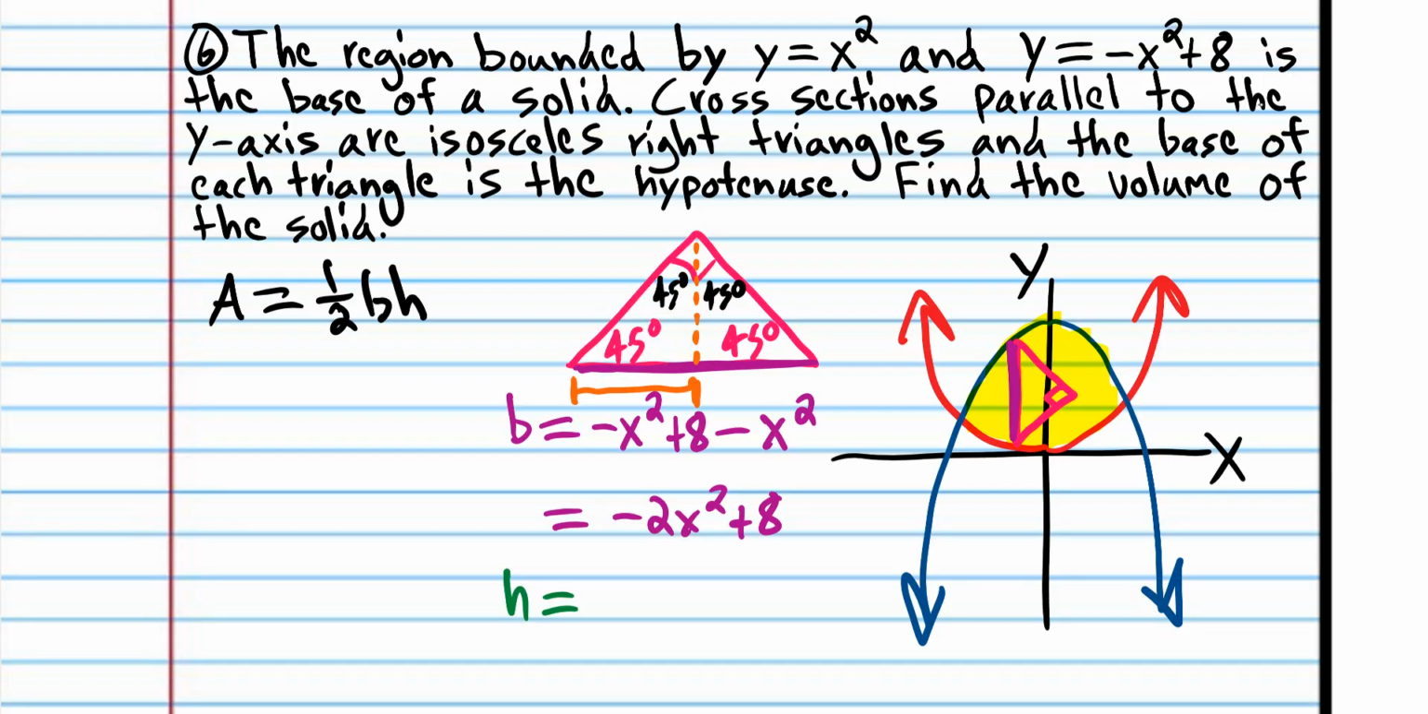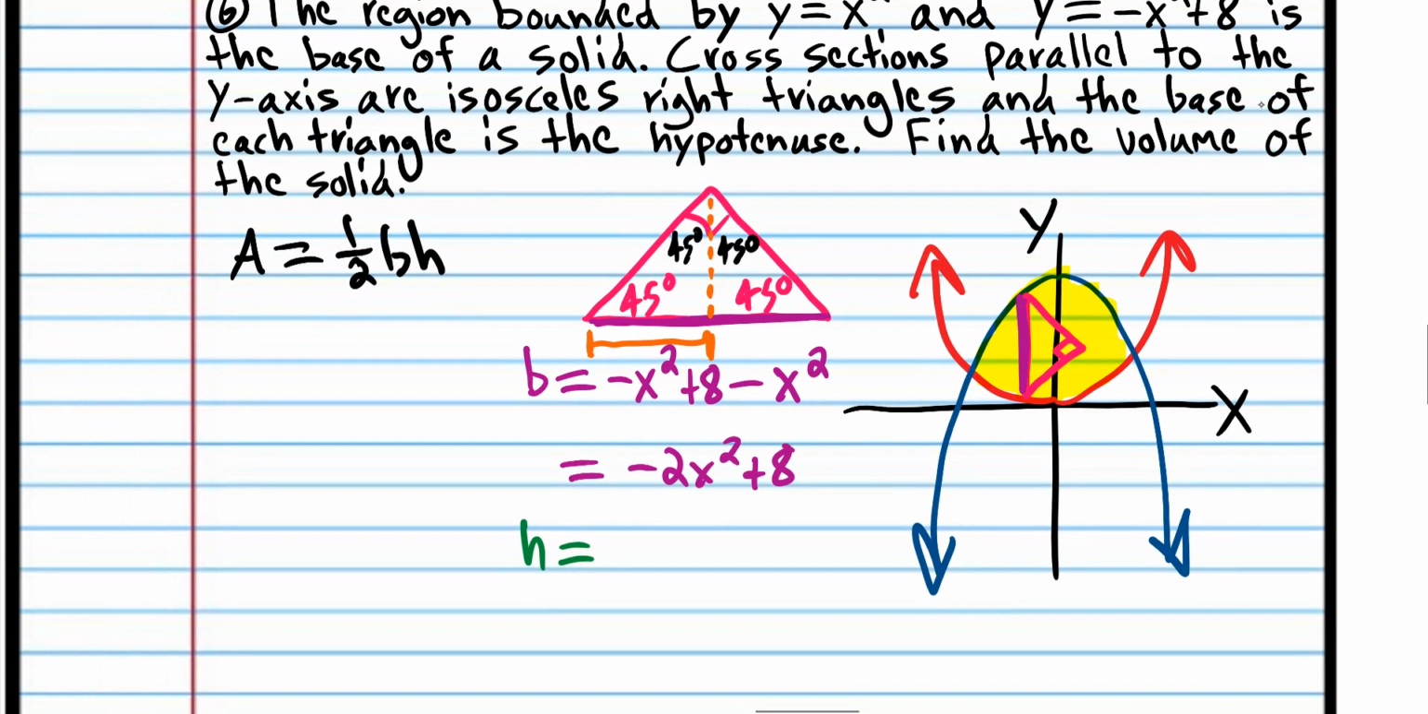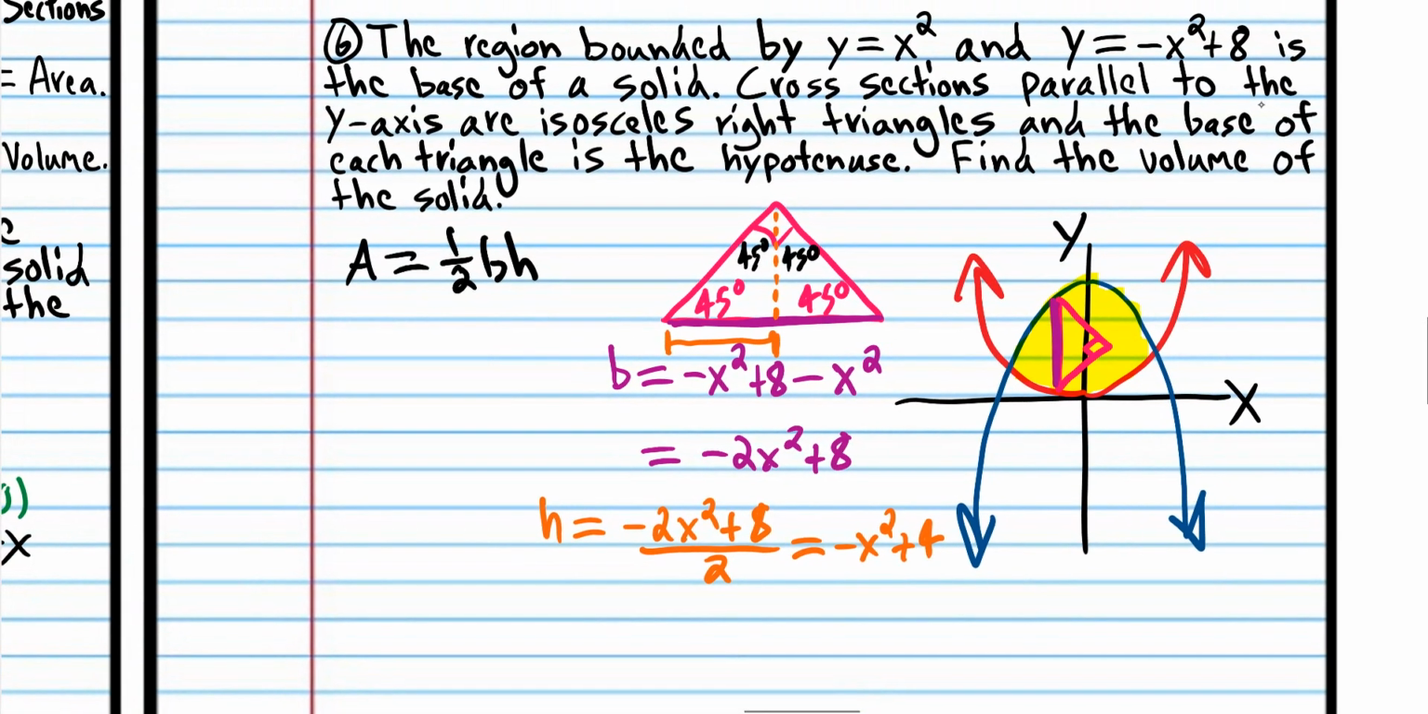So if we can find this orange length, we can find the height of the triangle, but the orange length is just half the length of the base. So that would be negative 2x squared plus 8 divided by 2, which is negative x squared plus 4. So that's the height.